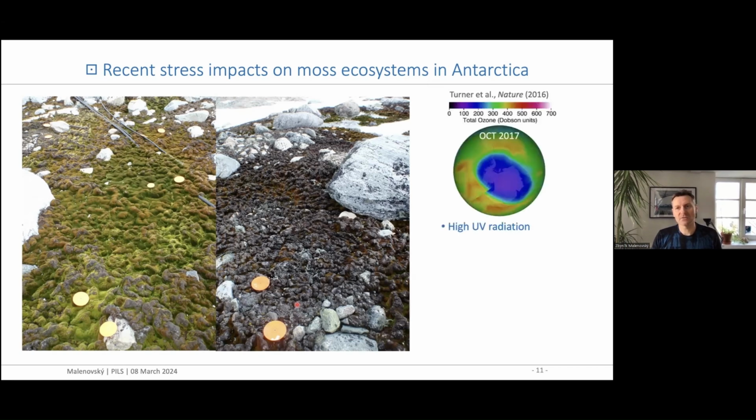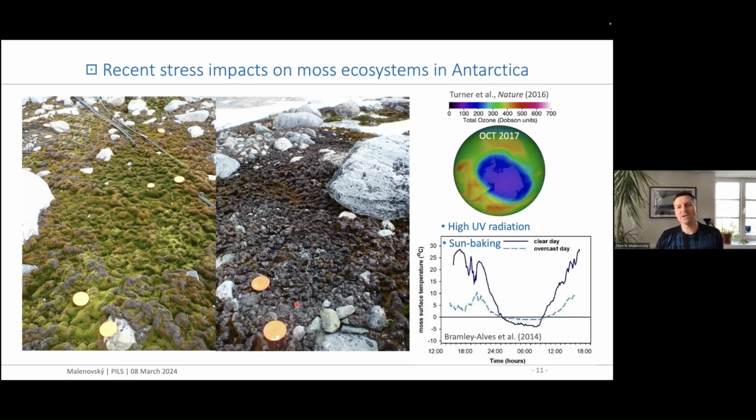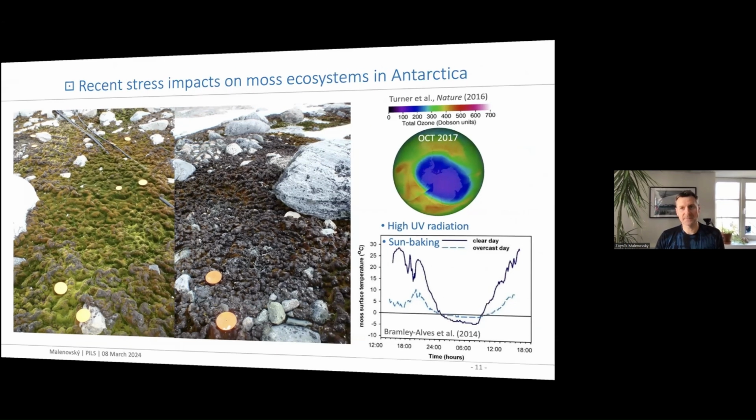The reasons can be twofold. One is high UV radiation. You probably heard about the ozone hole above Antarctica, so that's one of the causes. And the other cause is sunbaking, when we are getting more clear days in the summer season, and the mosses are basically overheated.